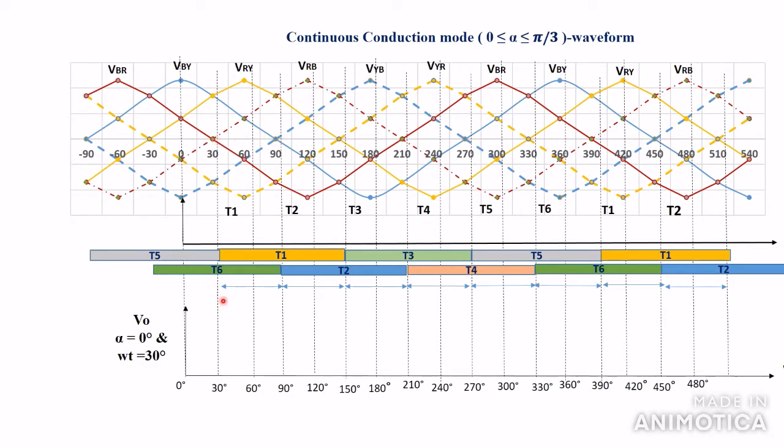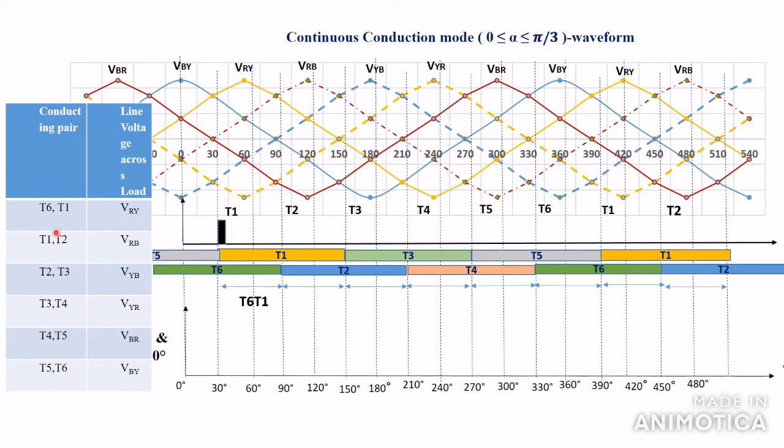From 30 to 90, if you see here, T1 is conducting and T6 will be conducting. As we have discussed already, one thyristor from the upper group and one from the lower group will be conducting. So the conducting thyristors will be T6 and T1. We have already discussed that when T6 and T1 are conducting, the line voltage VRY will appear across the load, because T1 is connected with R phase and T6 is connected with Y phase.